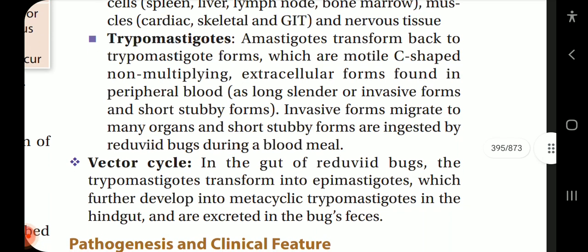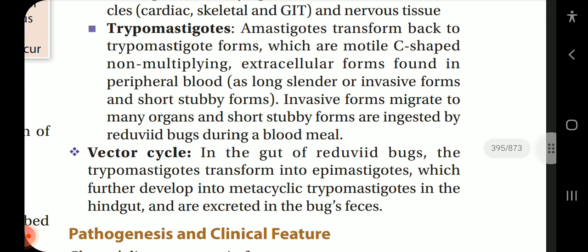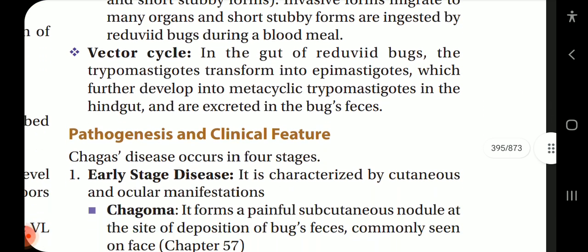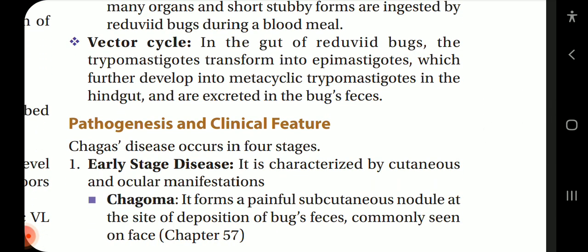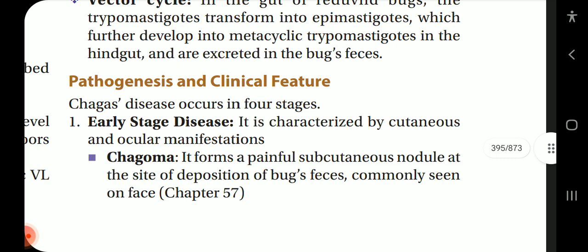Amastigotes transform back to trypomastigote forms, which are motile, C-shaped, non-multiplying extracellular forms found in peripheral blood as long, slender, or invasive forms and short, stubby forms. Invasive forms migrate to many organs, and short, stubby forms are ingested by reduviid bugs during blood meal. Vector cycle: in the gut of the reduviid bugs, the trypomastigotes transform into epimastigotes, which further develop into metacyclic trypomastigotes in the hindgut and are excreted in the bug's feces.